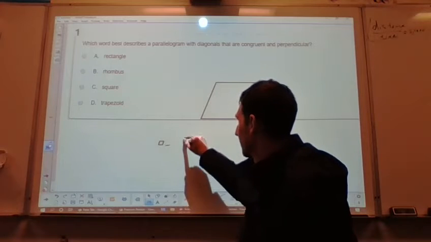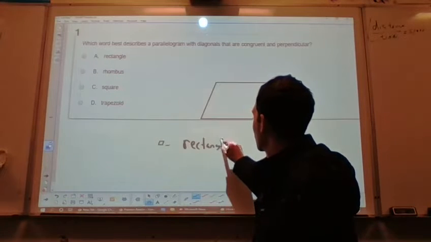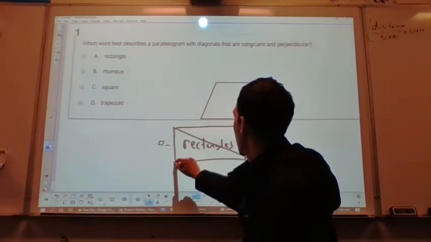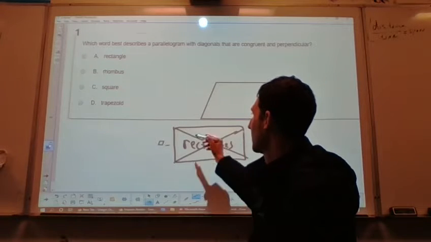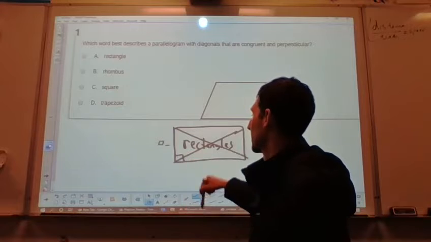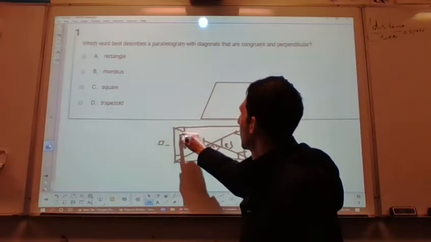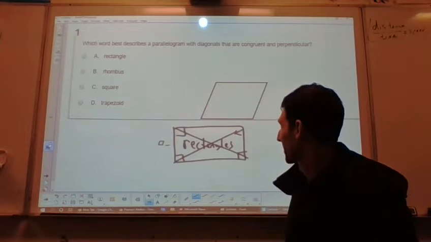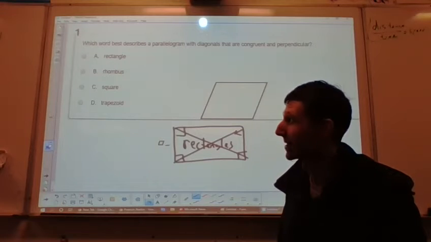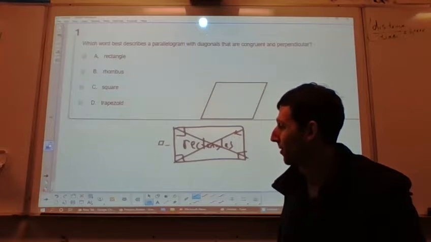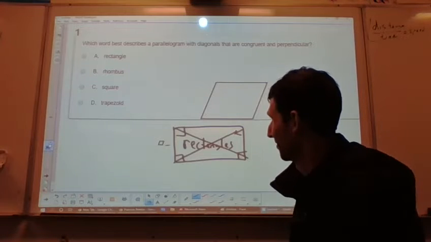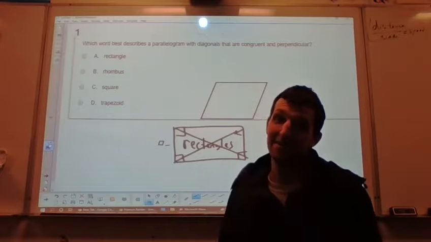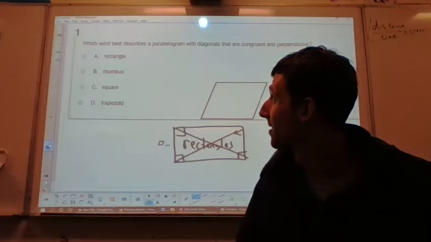Let me try to draw a rectangle. So in a rectangle, you have the diagonals being congruent. And remember, a rectangle has 4 right angles. Now, if you look at the angles here in that shape I just drew, does that look perpendicular? No. So not all rectangles have perpendicular diagonals. So you'll have to think about that a little bit more. That's a pretty easy question if you actually go and try to tackle it.